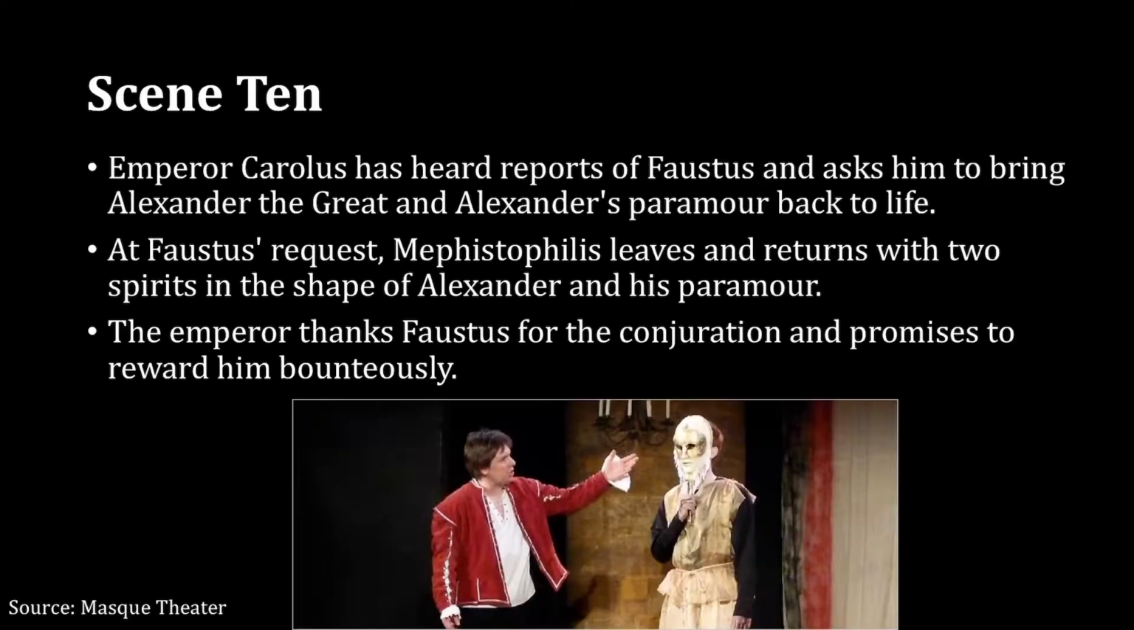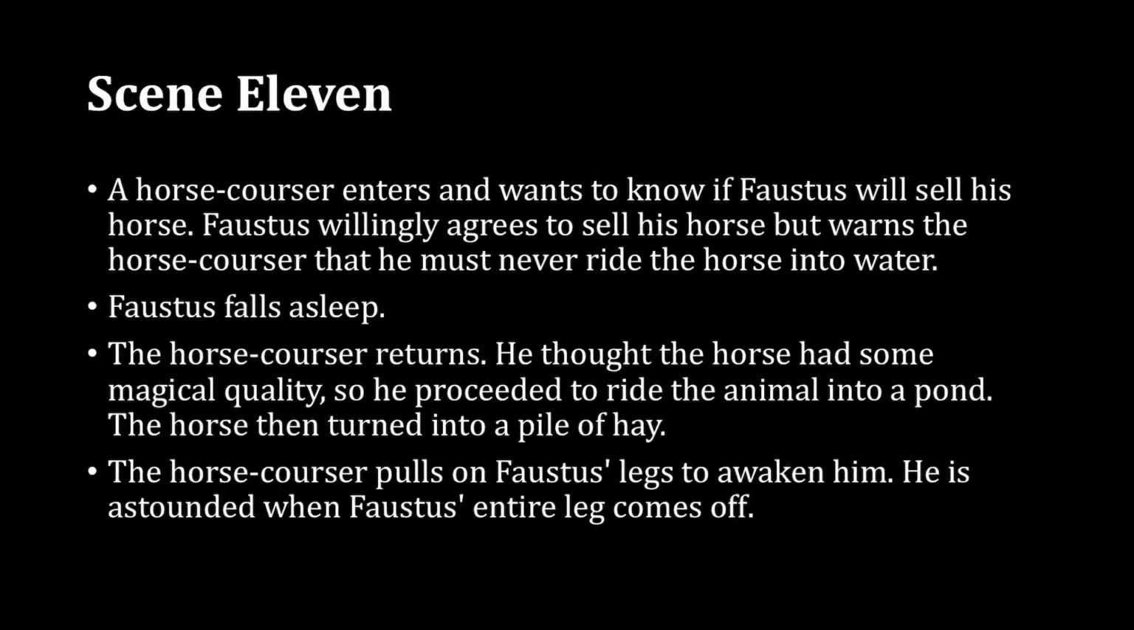In scene 10, Emperor Carolus has heard reports of Faustus and asks him to bring Alexander the Great and Alexander's paramour back to life. At Faustus's request, Mephistopheles leaves and returns with 2 spirits in the shape of Alexander and his paramour. The emperor then thanks Faustus for the conjurations and promises to reward him bounteously, so Faustus is getting a lot of earthly rewards.